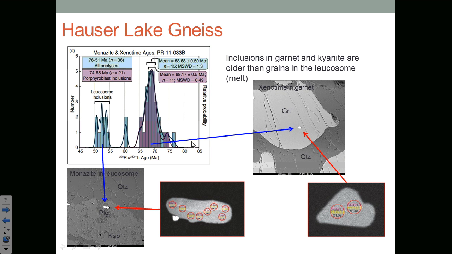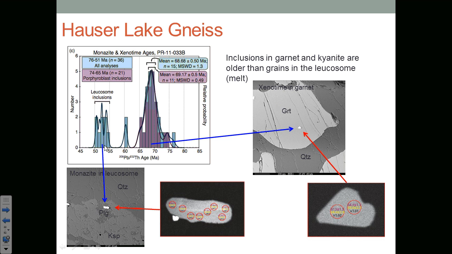And when we look at the laser ablation data for this, this is for one sample, we see two different populations of ages in this sample. The oldest population is Cretaceous, ranging from about 65 to 75 million years. And that petrographically is linked to inclusions in garnet and kyanite in the sample. So when we date an inclusion inside one of these porphyroblasts, we get Cretaceous ages.